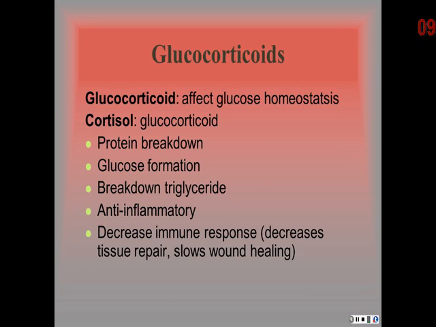The glucocorticoids affect glucose homeostasis. Our hormone for this job is cortisol. The synthetic form of the hormone is cortisone. Cortisol is released in response to stress and works to increase the amount of glucose available to help you respond to the stress. It does this by breaking down protein and triglyceride and promoting glucose formation.